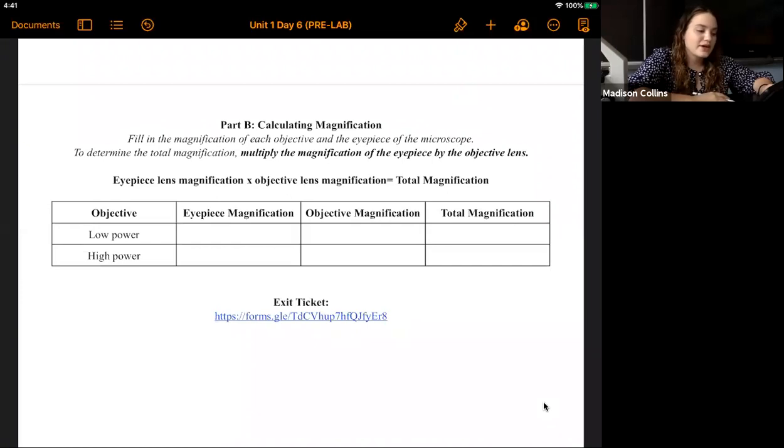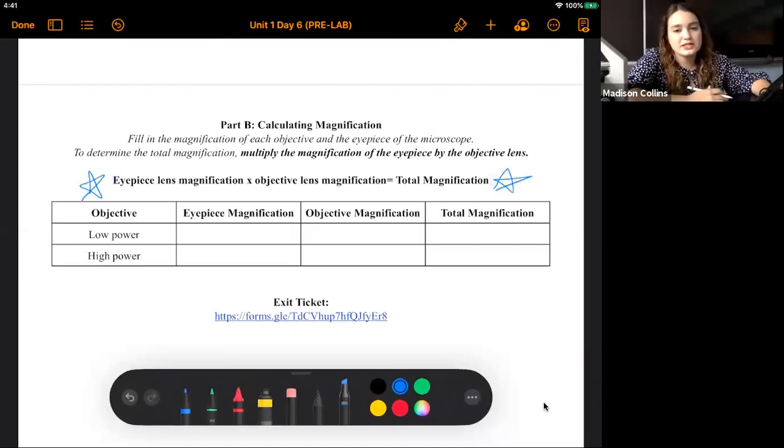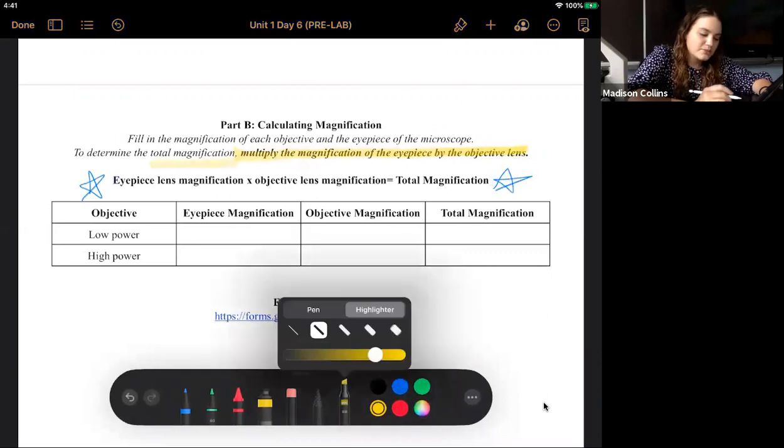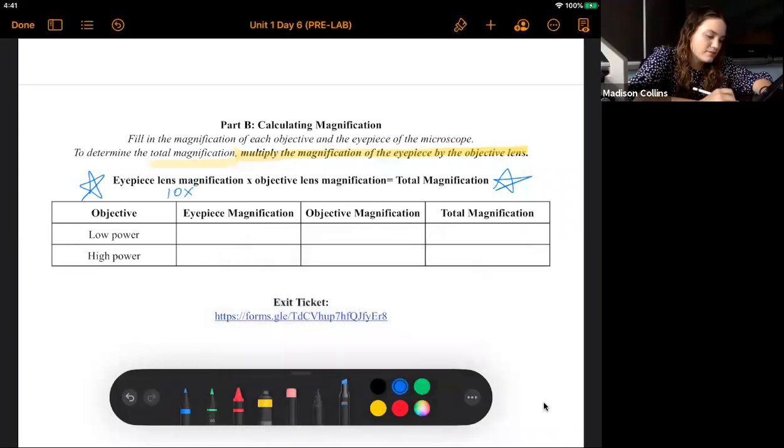So in order to calculate the magnification, you're going to always use this formula right here. And that is eyepiece lens magnification times the objective lens magnification equals the total magnification. So you're going to multiply the magnification of the eyepiece by the objective lens in order to get your total magnification. So I gave you guys those numbers earlier for a reason. Remember, I said that the eyepiece lens magnification is always going to be 10x. So we can actually go ahead and fill that in right here in our table.